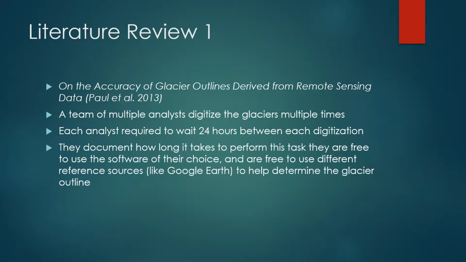The first literature review that I will go through is an article named "On the Accuracy of Glacier Outlines Derived from Remote Sensing Data." A team of multiple analysts digitized glaciers multiple times, and each analyst was required to wait 24 hours between each digitization. The analysts had to document how long it took them to digitize the glacier outlines, and they were able to use different reference sources or whichever software they preferred.